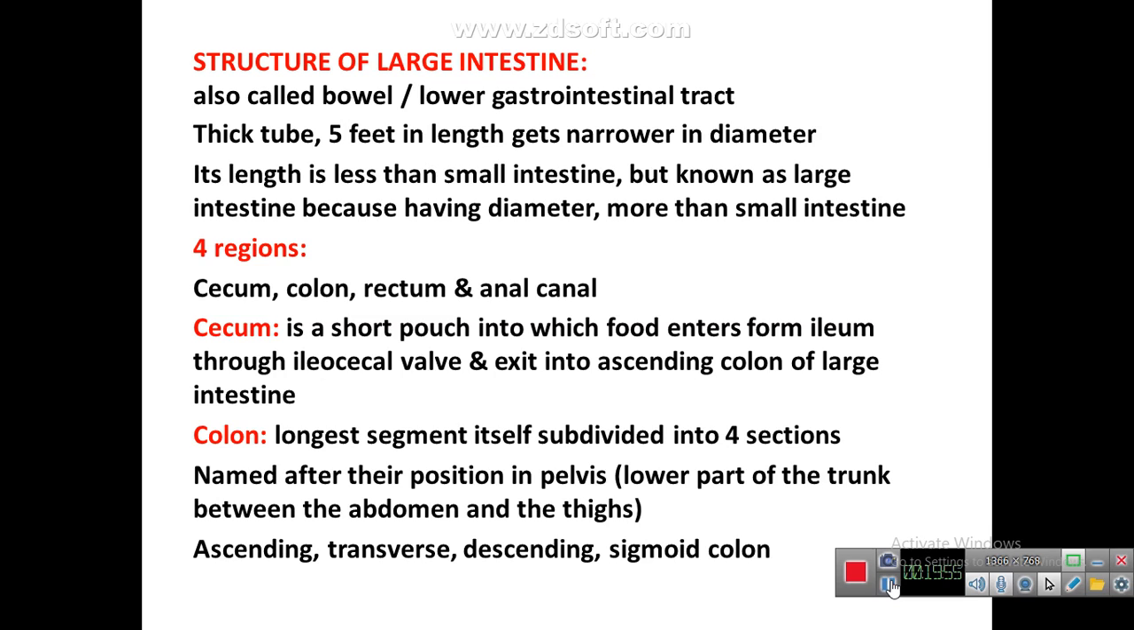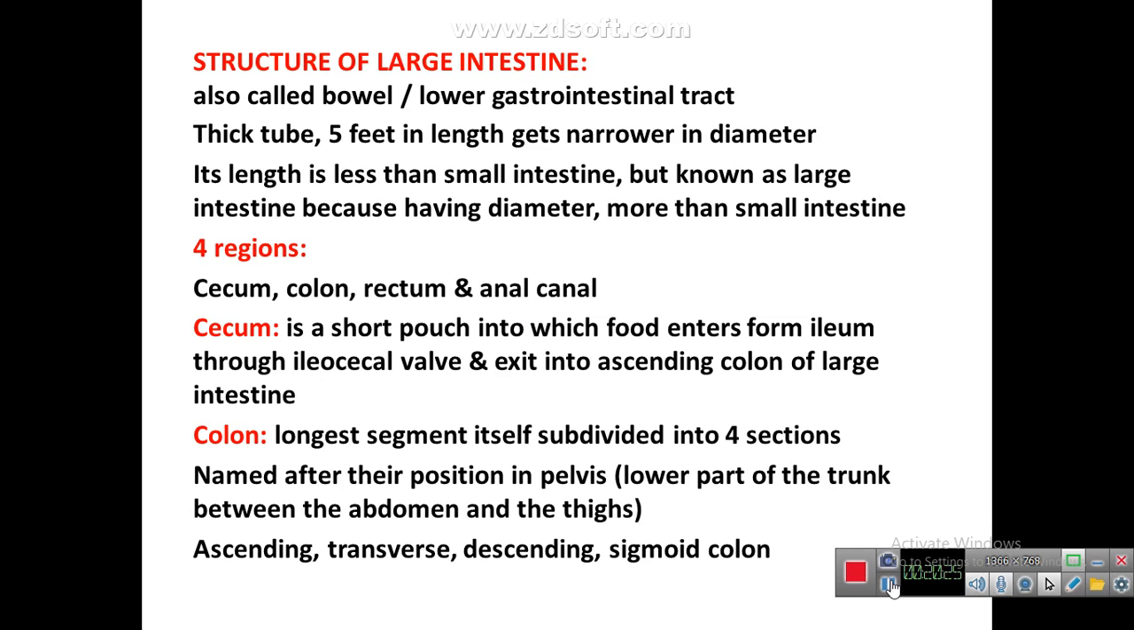Structure of the large intestine. The large intestine is also known as the bowel or lower gastrointestinal tract. It is a thick tube, 5 feet in length, and gets narrower in diameter. Its length is less than the small intestine, but it is known as the large intestine because it has a diameter more than the small intestine.